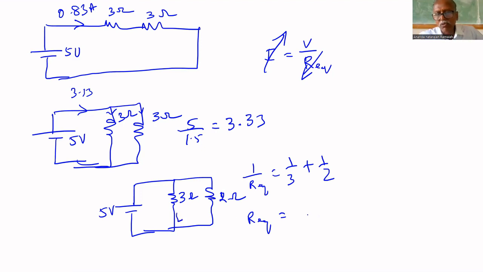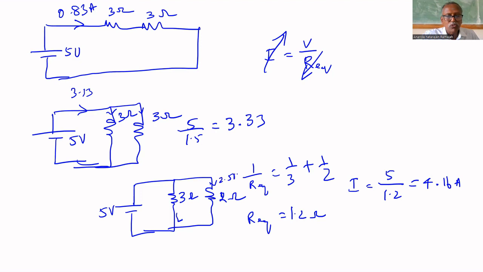R equivalent equals 1.2 ohm. Therefore, what is the total current? I equal to 5 divided by 1.2 equals how much? 4.16 amperes total current. What is the current through 3 ohm, and the current through 2 ohm? Here you know the voltage, that's why you can directly find it: 5 by 3 is the current through 3 ohm. 5 by 2, 2.5 ampere through the 2 ohm. What is the remaining current? 1.16 ampere through 3 ohm.